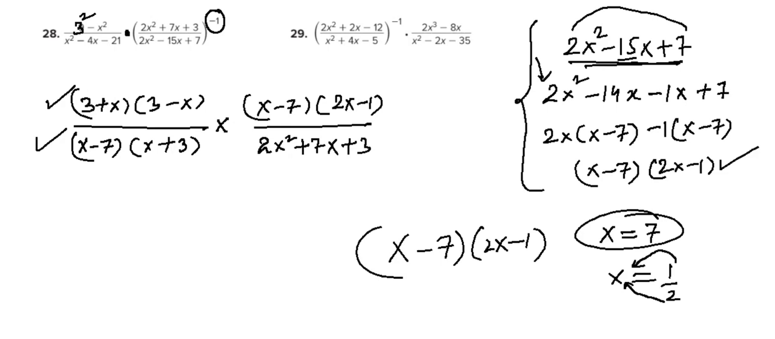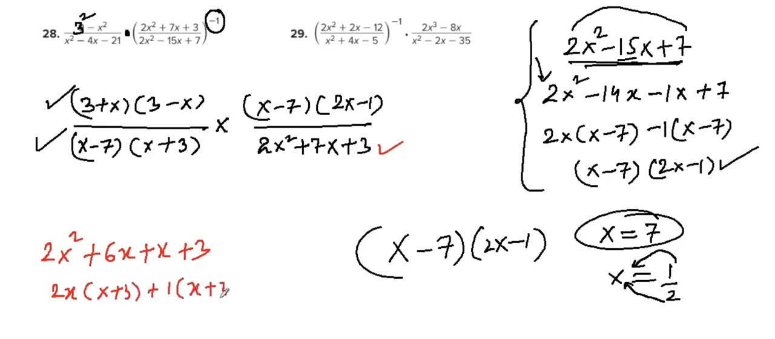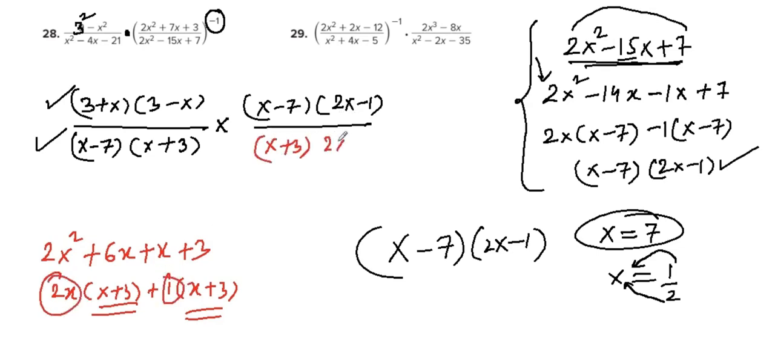Similarly, I will factorize the next one. I need to factorize: 2 times 3 is 6, so 6 plus 1. It will be 2x square plus 6x plus 1x, because 6 plus 1 is 7, and 3. So 2x is common, so x plus 3. Nothing is common here, just write 1. So it's factors, so I'm deleting it. I'm writing x plus 3 common, and 2x plus 1 left. Now you can cancel out the same terms.